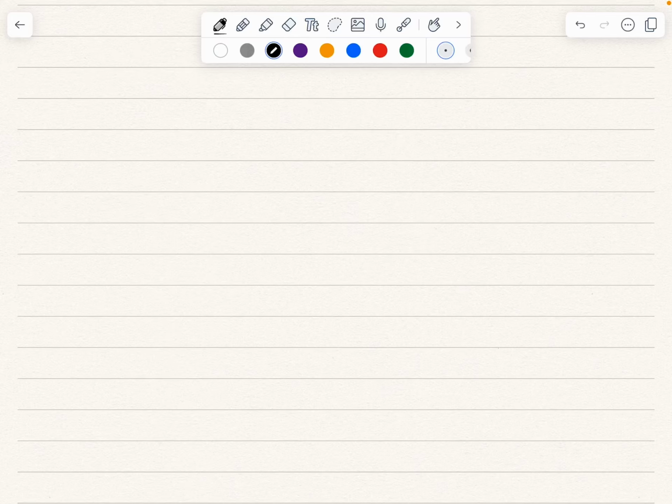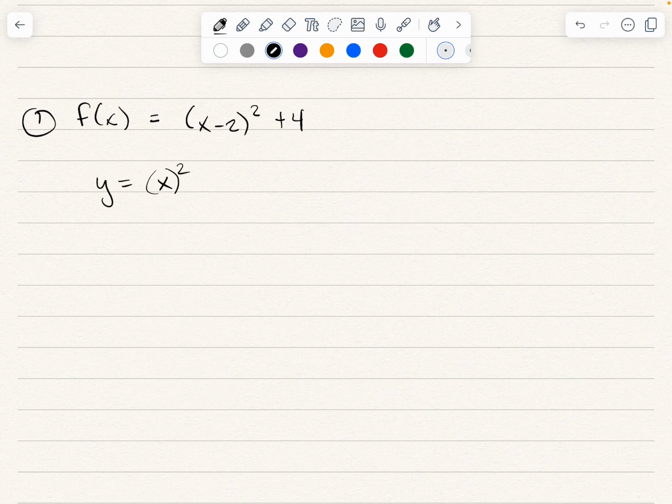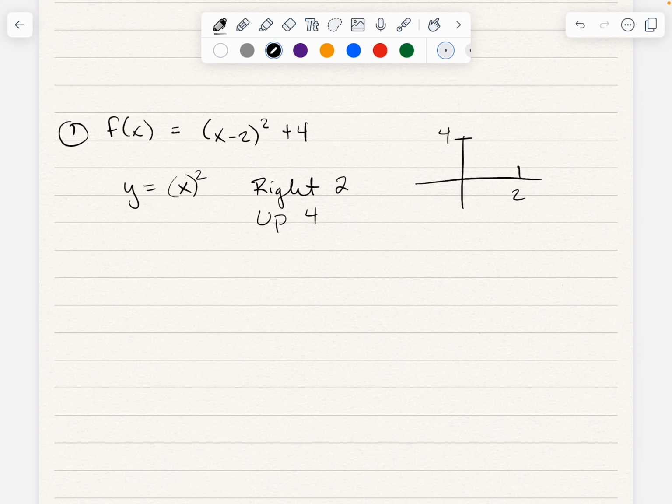Okay, so we're looking at day 3 of our study guide. Number 1 says f of x equals (x minus 2) squared plus 4. This is asking what is the parent function and describe the transformation. This is in the x squared family, the quadratic family, and this minus 2 means we're shifting to the right 2, and we're shifting up 4. So our graph would be to the right 2 and up 4 units. That would be the vertex of this parabola.